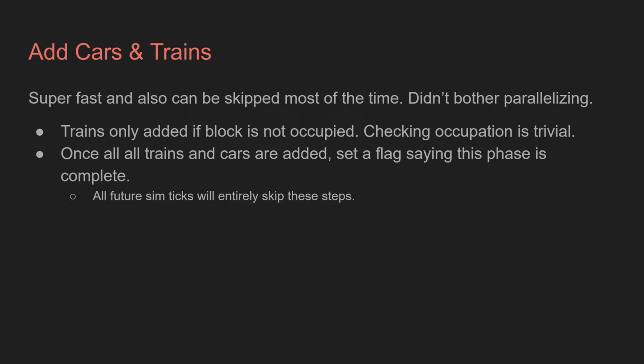This brings us then to the next step in the simulation, which is also the first step that I didn't parallelize, namely adding cars and trains. The thing is that this step is already extremely fast, and it's something that isn't run through the entire simulation because at some point all of the trains have been added. Once the trains have been added, I set a flag that says that this stage is complete, and then these functions aren't called at all in the future. The actual checks to determine if a train can be added or not are also extremely fast, so performance is just not much of an issue.